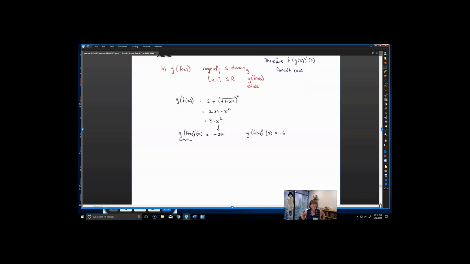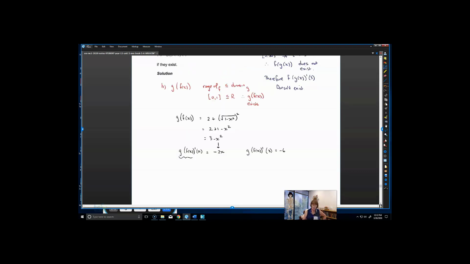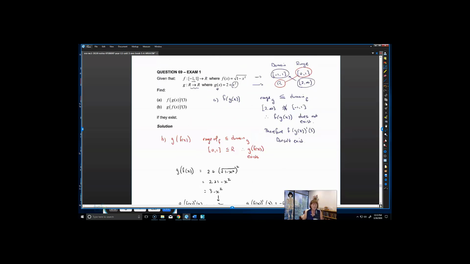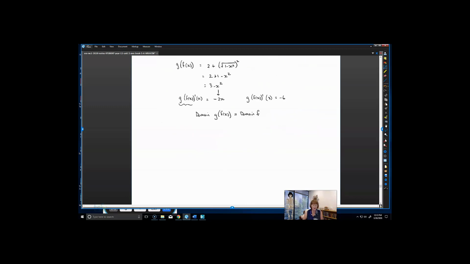Now, we've gone through that whole process, and we think that that's fantastic. We've worked through what our function is. But let's have another look at that. Our domain of our composite function, the domain of g of f of x, is equal to the domain of f. And when we check our domain of f, we notice that our domain of f is between -1 and 1.